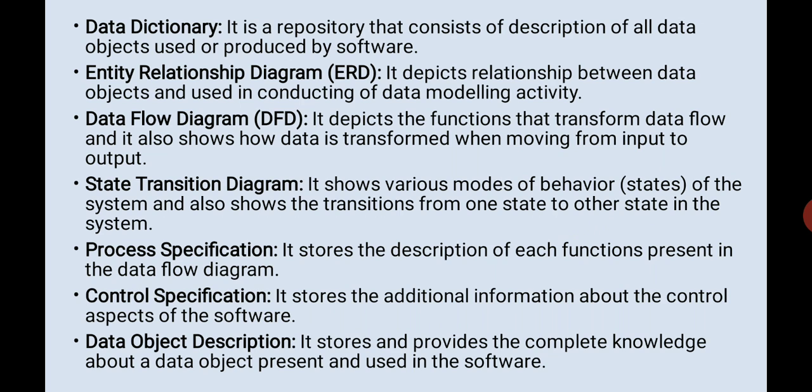Process specification stores the description of each function present in the data flow diagrams. Control specification stores additional information about the control aspects of the software. Data object description stores and provides the complete knowledge about a data object present and used in the software. So, as the name specifies, the process specification has all the functions, the control specification looks after the control aspects, and the data object description contains all the data, or the complete knowledge, right?